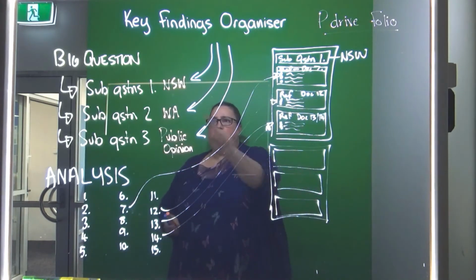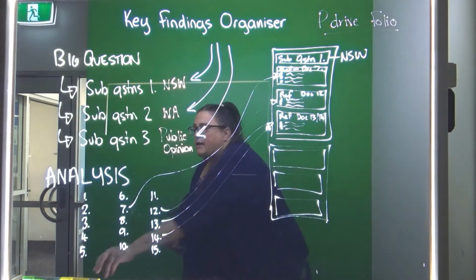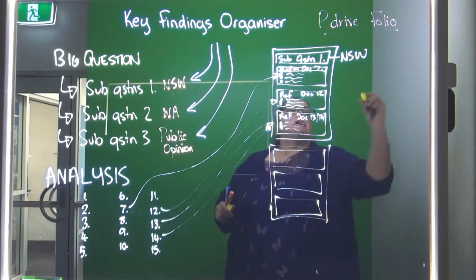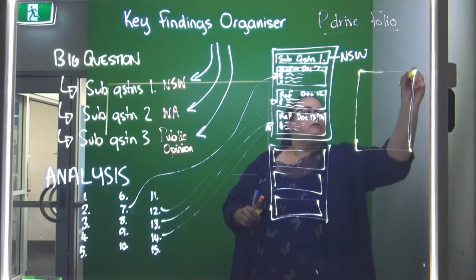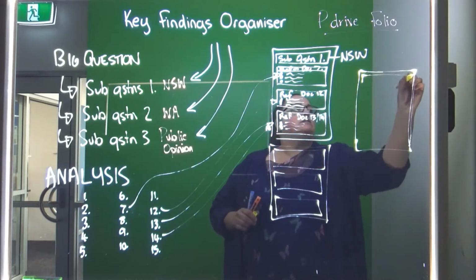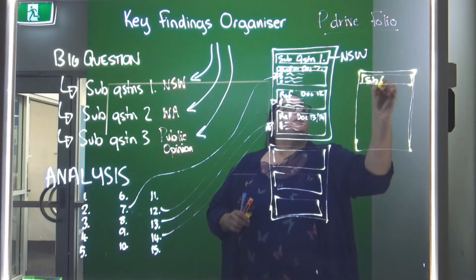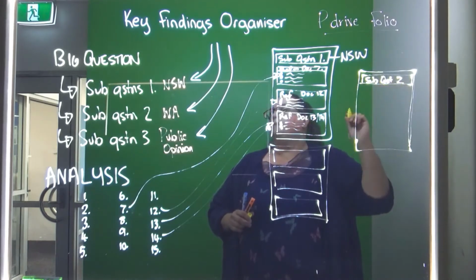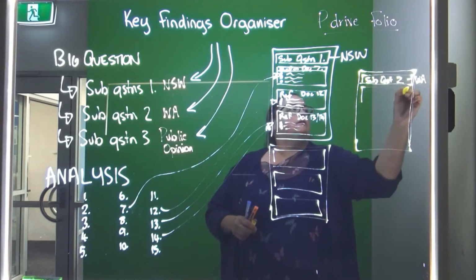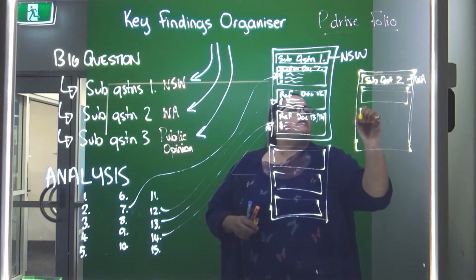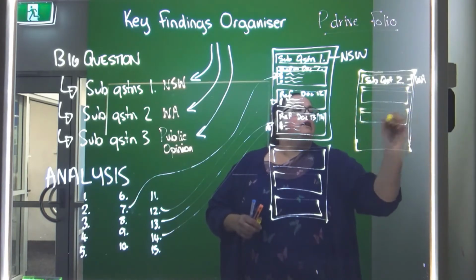So that's for sub-question 1. You will then come up with a second sheet of the Key Findings Organiser for sub-question 2. And this is the one that's focused on, for my topic, WA. And here's your reference details for the next document, and the next document, and the next document.